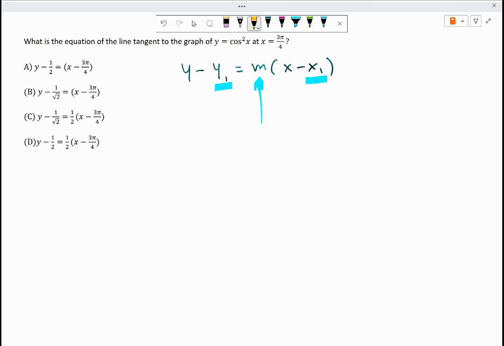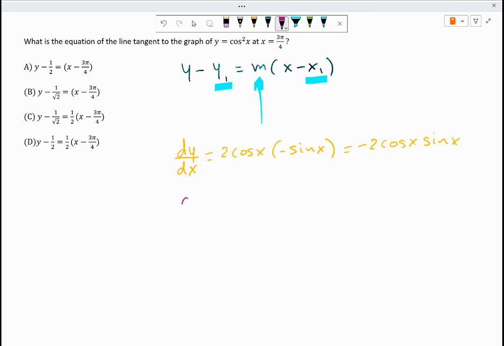Now we know that the slope of the line that is tangent to this function is going to be the derivative of that function, so we're going to start by looking for that. So what is dy/dx? dy/dx is going to be 2 cosine x times negative the sine of x, because I have to use the chain rule. Let's simplify that as negative 2 cosine x times the sine of x.